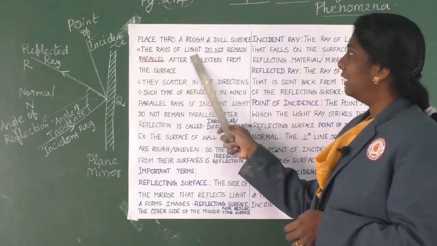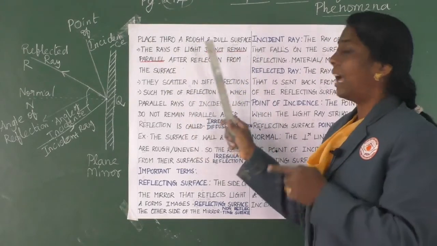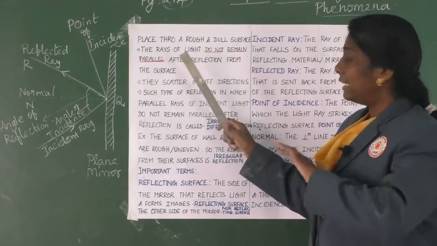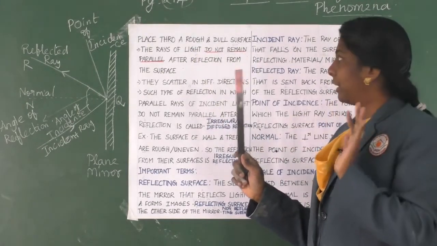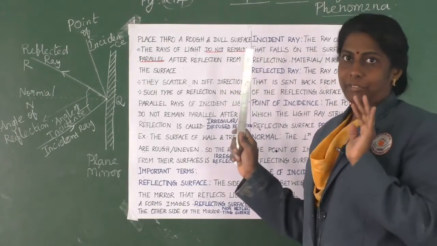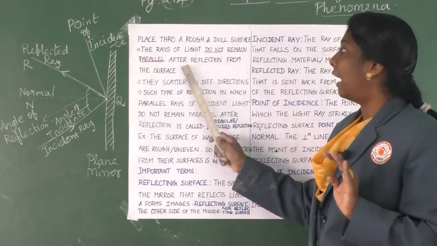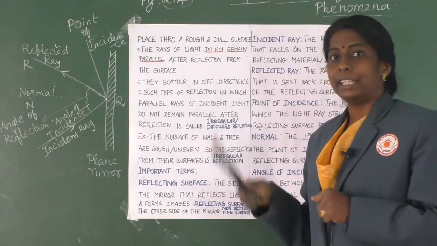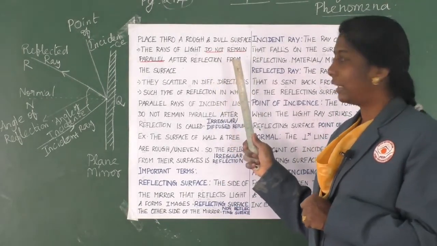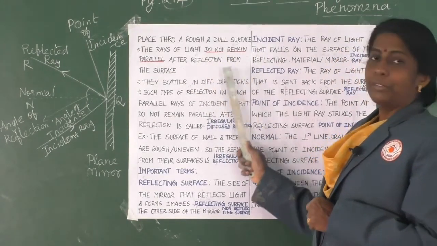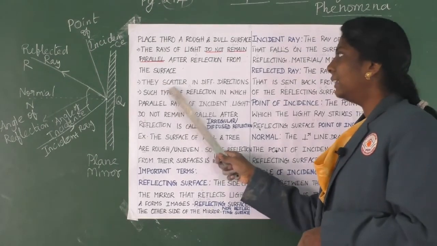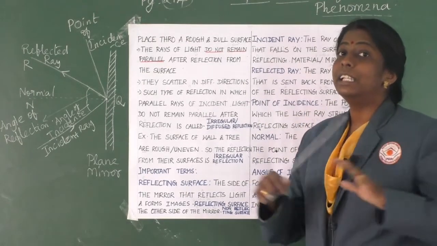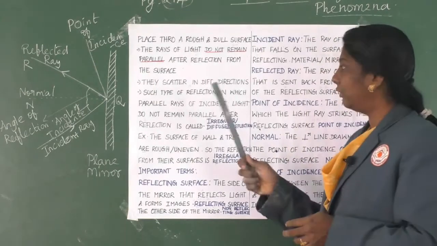Now the rays of light do not remain parallel after reflection from the surface. Make a note, children. In irregular reflection, the rays of light coming from that surface will not remain parallel, whereas in regular reflection they remain parallel. After reflection from the surface, they scatter in different directions, not in the same direction.